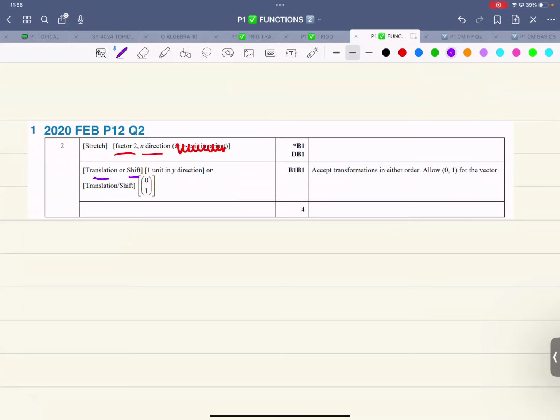Translation or shift, you can use both words. Let's just stick with transformation. A translation of 1 unit in the y direction, a translation shift of (0, 1). Accept transformations in either order, and allow (0, 1) for the vector. What it means is that if someone has written a coordinate instead of a column vector, mark that also as correct. But officially, it should be a column vector. All good? That is the first question.